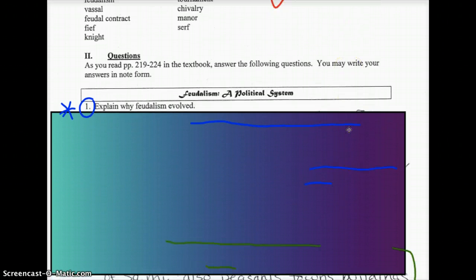Okay, the first question I'm going to go over is very, very important. When you have a test, it's going to be on it. I'm going to ask the question in almost the exact same way, if not the exact same way. So you need to make sure your information is accurate. First, why did feudalism even come to exist in the first place? It had to do with these factors.